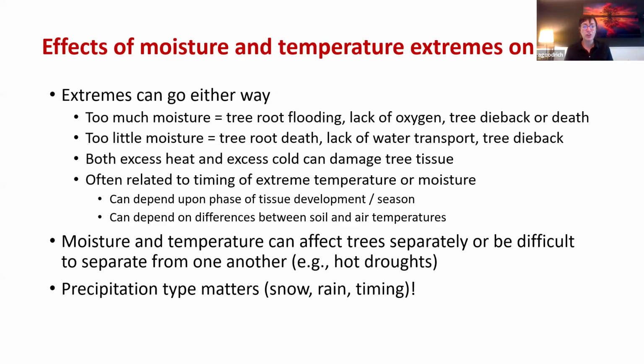So especially with temperature, it depends on the phase of tissue development and the season that we see those high or low temperatures. And then a lot of the winter desiccation or winter burning that we see is because of differences between soil and air temperatures, or those rapid fluctuations in temperatures. So it's not always about the average temperature. So moisture and temperature can affect trees separately, and so we can talk about them separately, but they're also very integral to each other, and so they can be difficult to separate from one another.